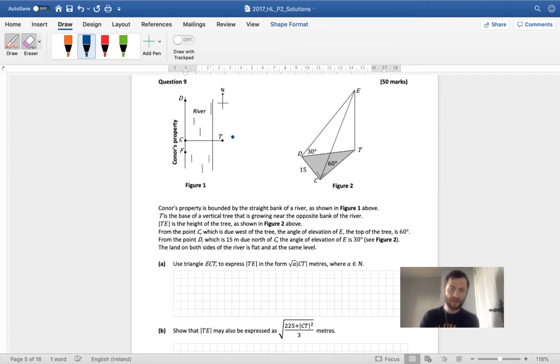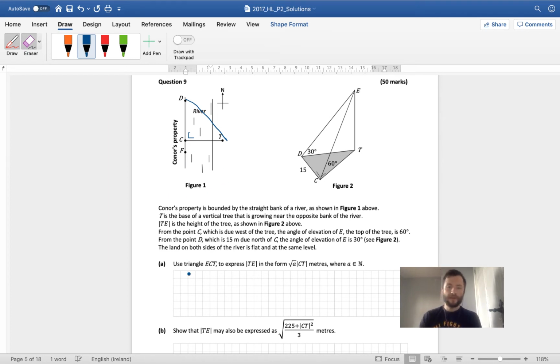So CT are along the straight line. There is a right angle here between DC and CT. This is segment DT, so it's a straight line again. And we have a tree which grows from T, and the top of the tree is given by point E. And also there is some relationship from E to C. And point F, which is going to be needed later on.